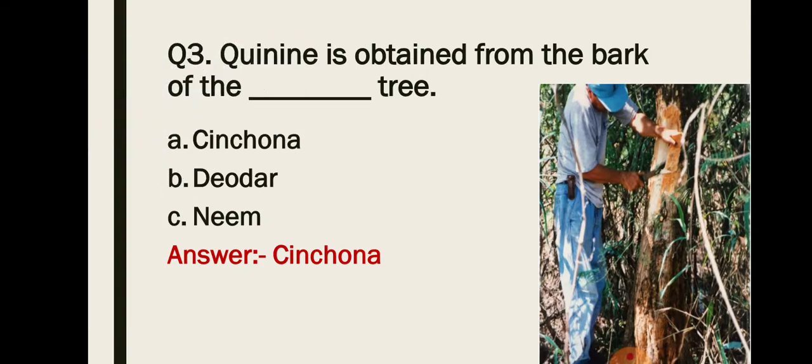Quinine is obtained from the bark of cinchona tree, deodar or neem. So the correct answer is cinchona tree. The bark obtained from this tree is used for preparing the medicine of disease malaria. The outer bark is removed and the inner bark is harvested.